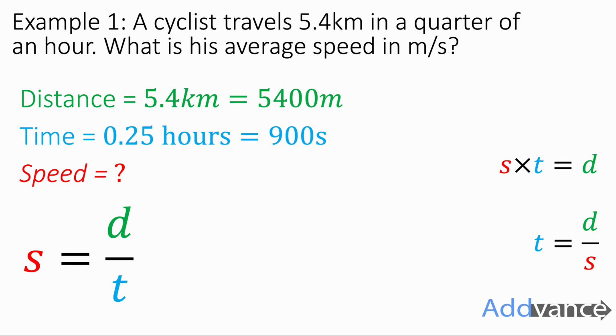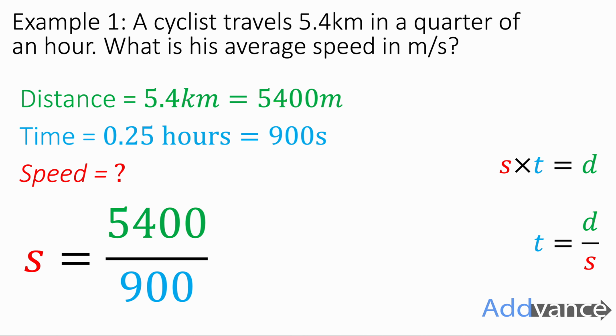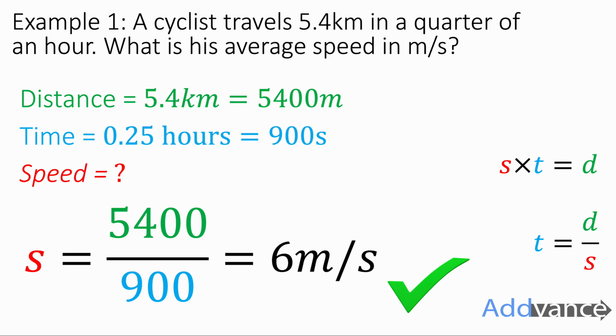We'll now use the speed equation to work out the speed. That is the distance divided by the time. 5,400 divided by 900, which is 6 metres per second. And we have the final answer. That is the cyclist's average speed.